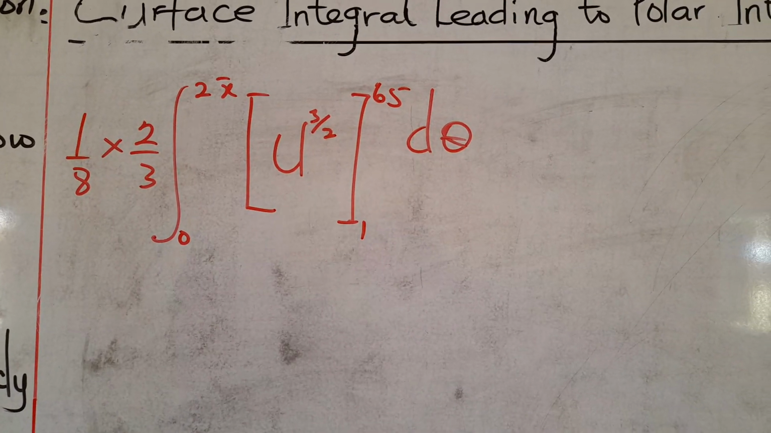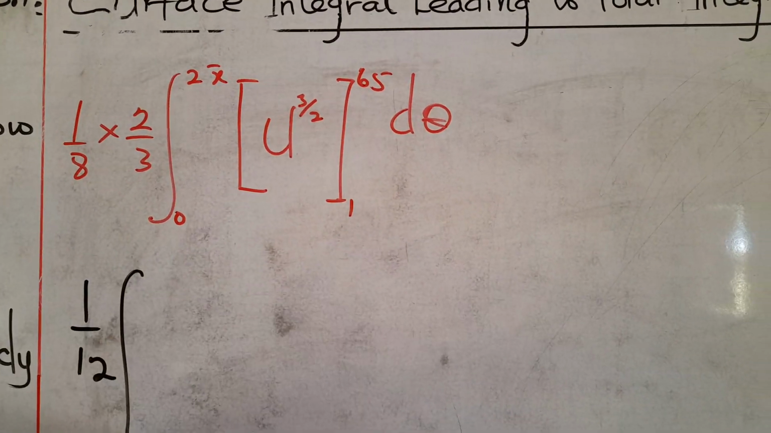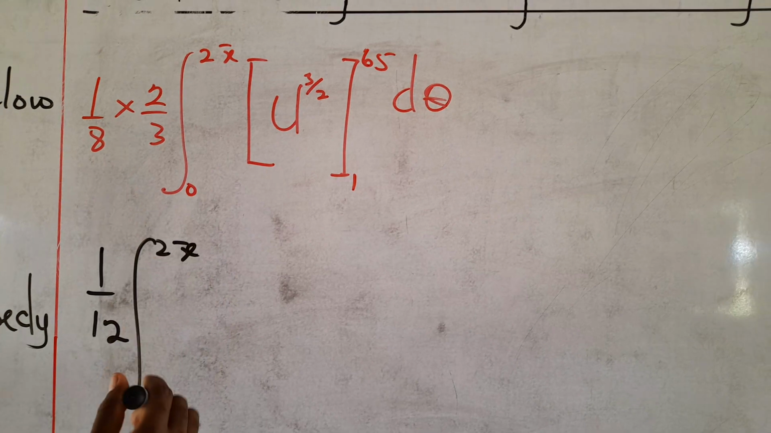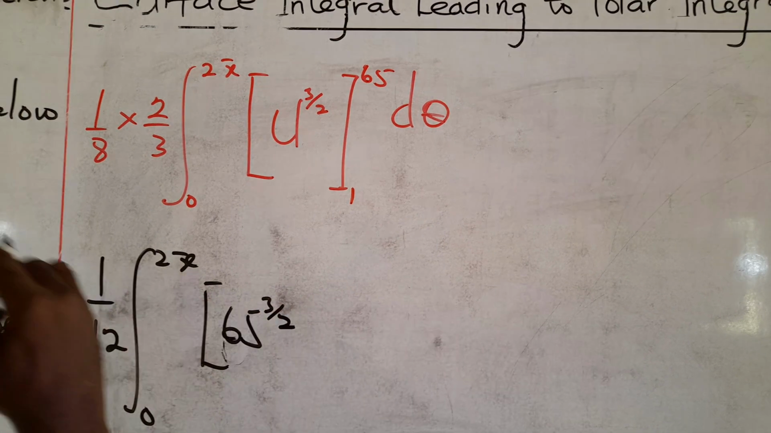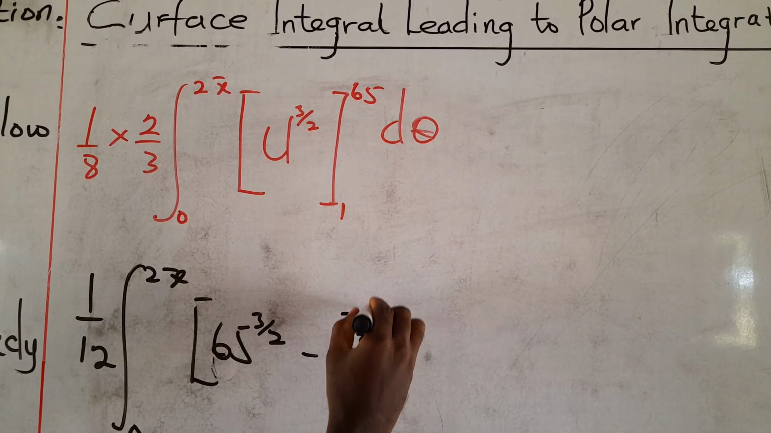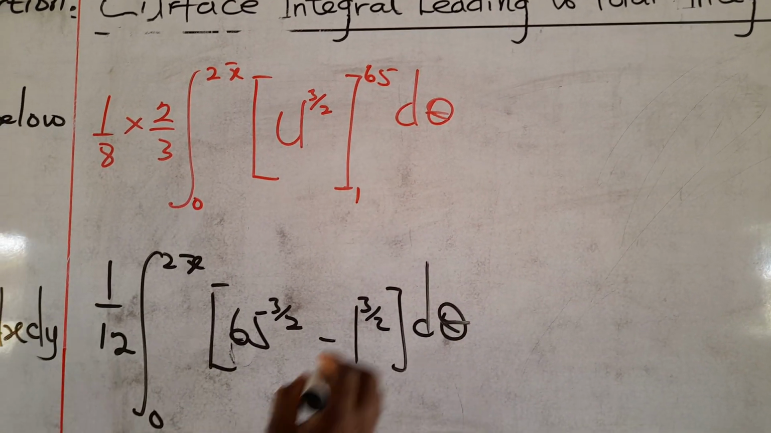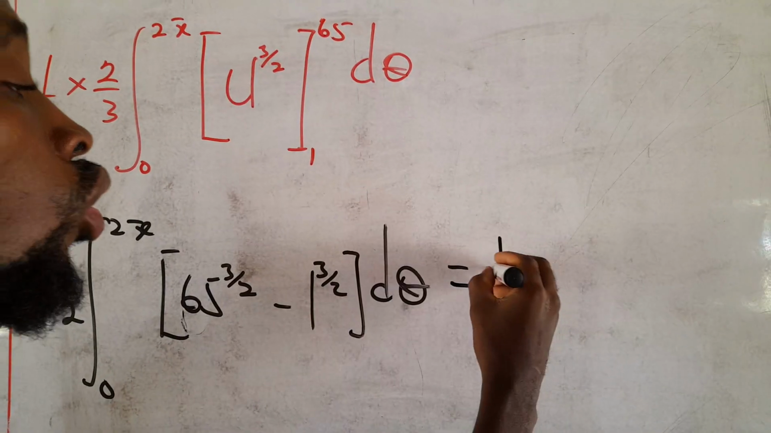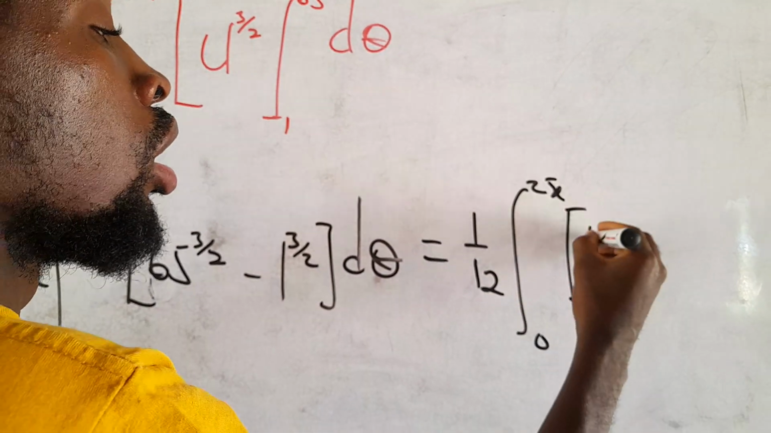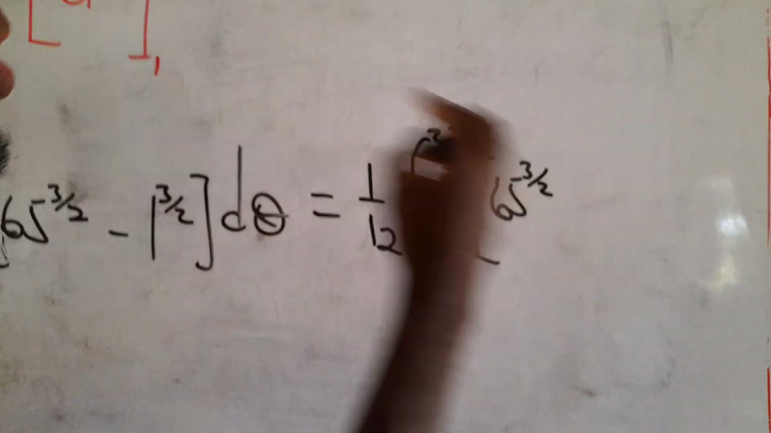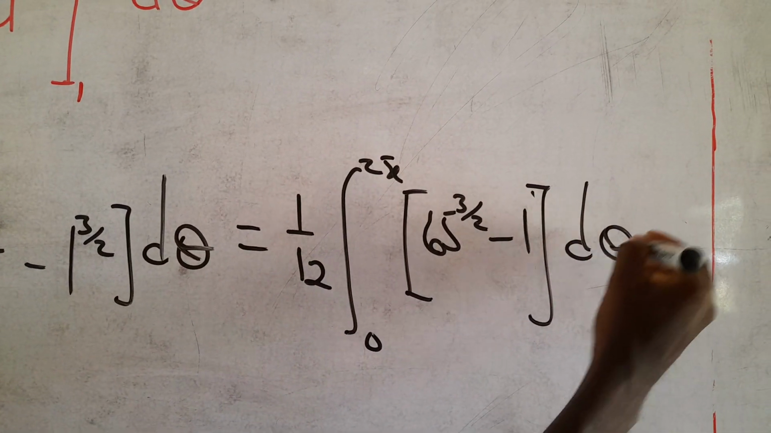So in solving this further, 2 divided into 8 is 4, 4 times 3 will be 12, so 1 over 12 integral from 0 to 2 pi. Then now we can substitute this. So we say 65 exponent 3 over 2 minus 1 exponent 3 over 2 d theta. Remember, 1 exponent any number will be 1. So this is equal to 1 over 12 integral spanning from 0 to 2 pi of 65 exponent 3 over 2 minus 1 d theta. I hope you get that.